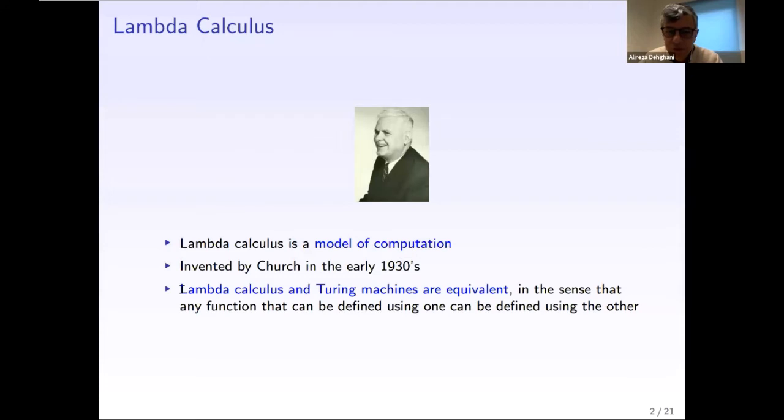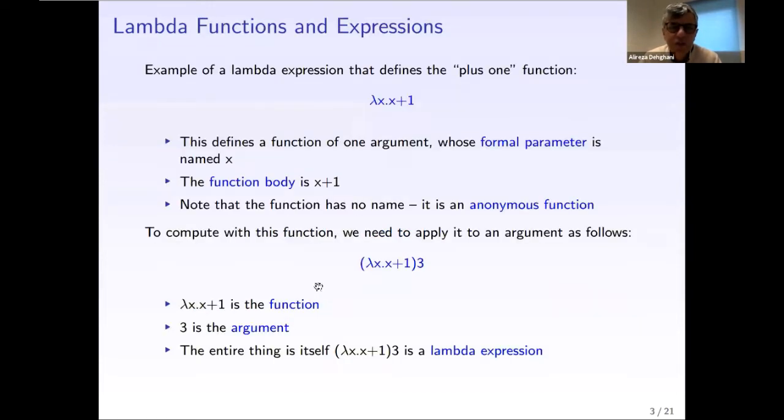So in Lambda Calculus, you don't have any internal state, but in the Turing machine, we have some sort of state. But they are equivalent in the sense that if a specific computation or function can be defined using the Lambda Calculus, we can compute it using the Turing machine too, and the other way around. So that's the analogy between them. So what is the Lambda function?